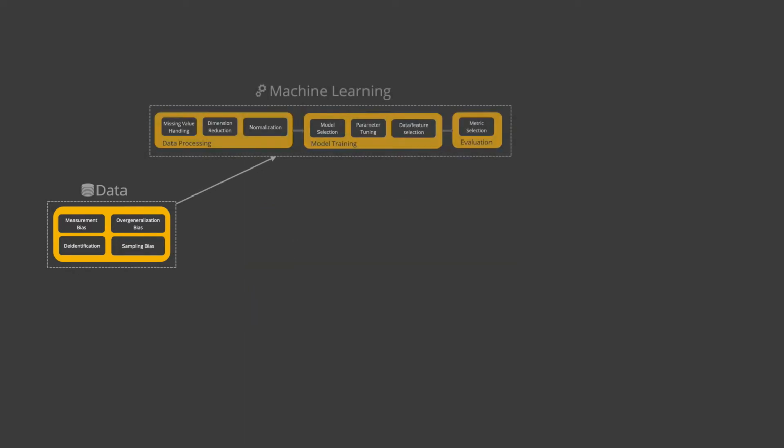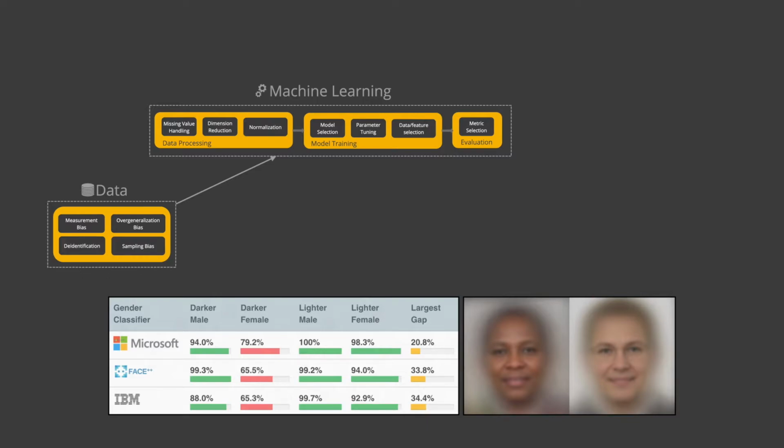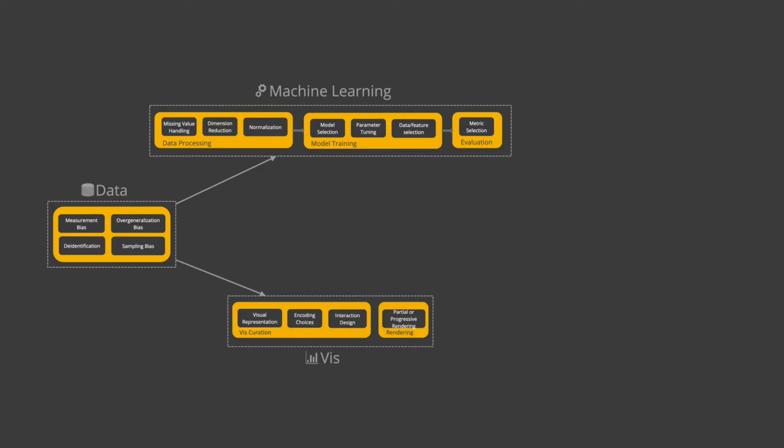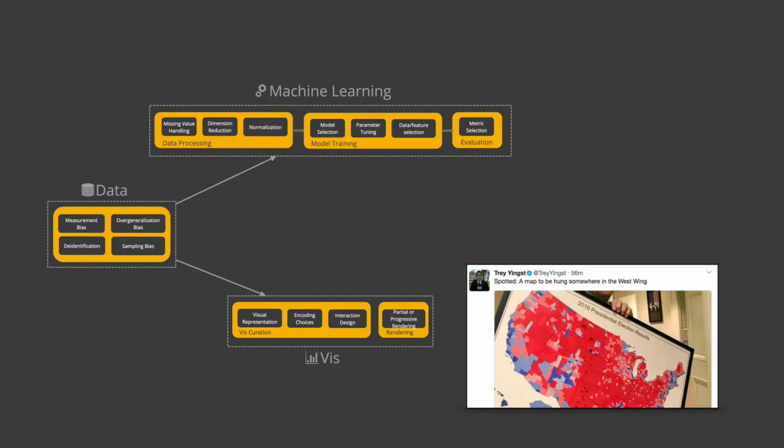And once that data is fed into machine learning models, it may be further subject to a different set of biases. For instance, facial recognition models used by top tech companies predict gender less accurately for people with darker skin. Similarly, when data is fed into a visualization, the choice of visual encodings and the mechanisms for interacting with or rendering the data can also introduce biases, like the election map example that I showed earlier.